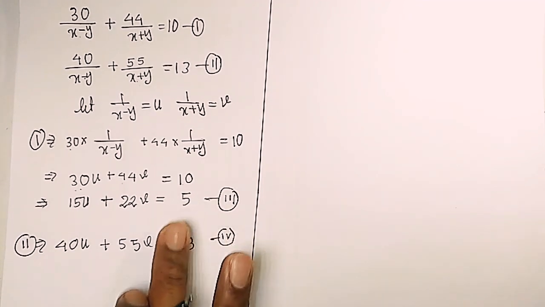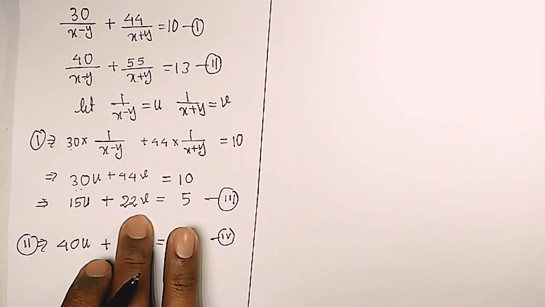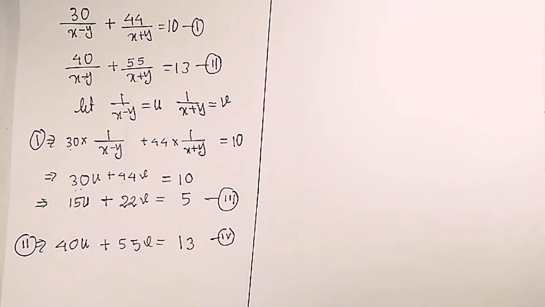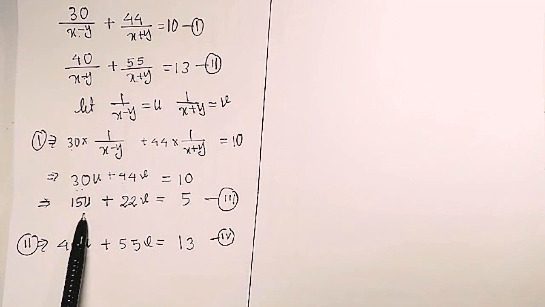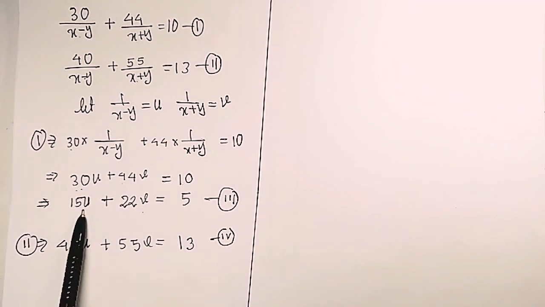Now in equations 3 and 4, how do we find the values of u and v? You can use the elimination method, substitution method, or cross multiplication method. It's your choice. Here we are using the elimination method. In equations 3 and 4, you can eliminate either u or v. Suppose we want to eliminate u.